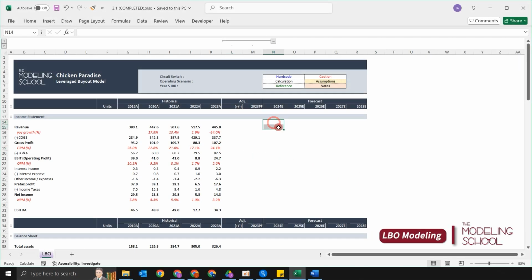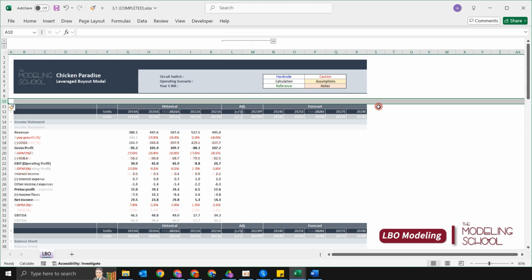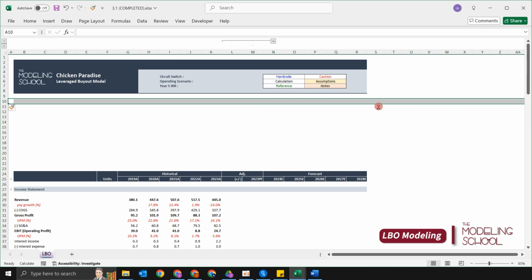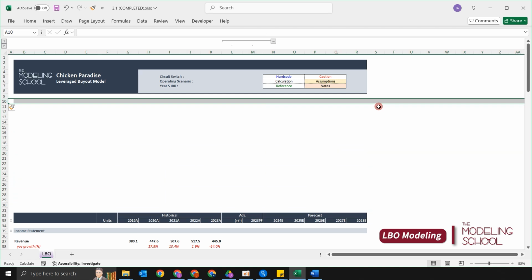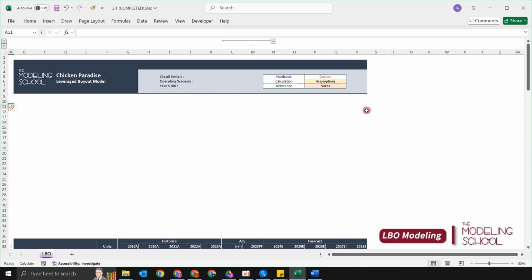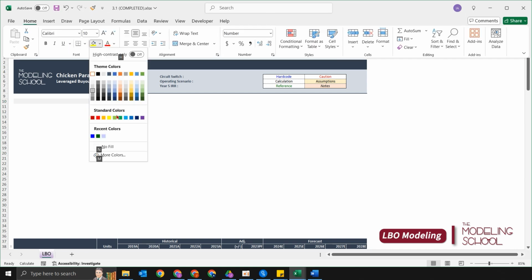So usually the key assumptions and the sources and uses table is located at the top of the LBO model. So it's a starting point of the LBO model. So we want to add a few rows in between. Actually, we need more space than we think. Let's do a little bit of formatting.